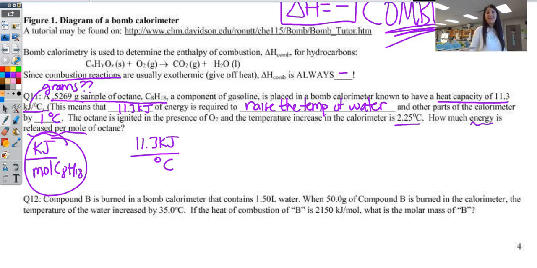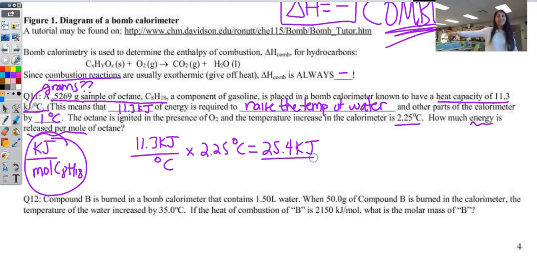So in order to just get kilojoules, guess what we need to do? All we need to do is multiply by the degrees Celsius. So it's a simple bridge type of problem. I know it's 2.25 degrees Celsius. If I multiply my 11.3 by the 2.25, I get 25.4 with 3 sig figs. And so that's my kilojoules. Not done yet, because remember, now I have kilojoules, and I need the moles for kilojoules over moles.